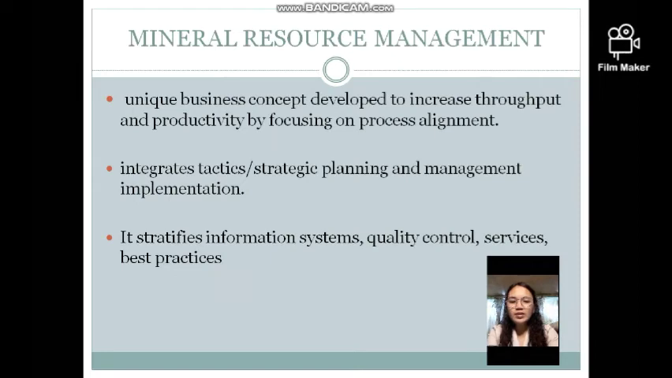It is a unique business concept developed to increase throughput and productivity by focusing on process alignment. It stratifies information systems, quality control, services, best practices, and also integrates tactical or strategic planning and management implementation. Mineral resource management, in short, can be defined as a business principle applied to all levels in the management chain. In its broadest sense, it is the translation of an ore body from a resource to an asset and then managing it as an asset. It then has a certain fiscal value, governed by legal structures, and undergoes depreciation.